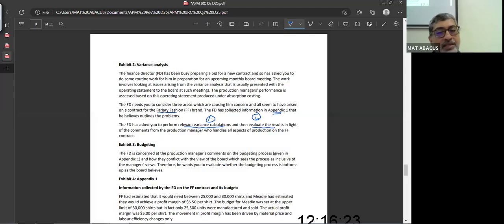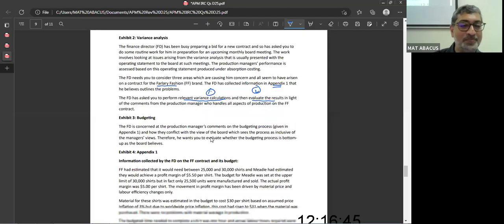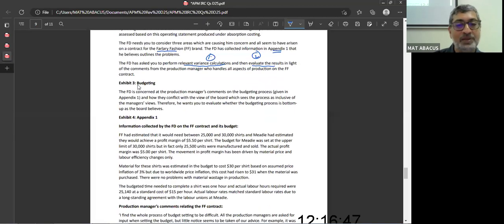So even if you don't get the variance calculation right, you can still do the evaluation of the results based on what you have obtained. Yeah, of course, it might not be very easy in the sense that the comment may not align very well with the results of the calculation. That's the only issue. Then obviously you will know you have done something wrong, but again you will have to carry on. Yeah. Exhibit 3 is on budgeting.